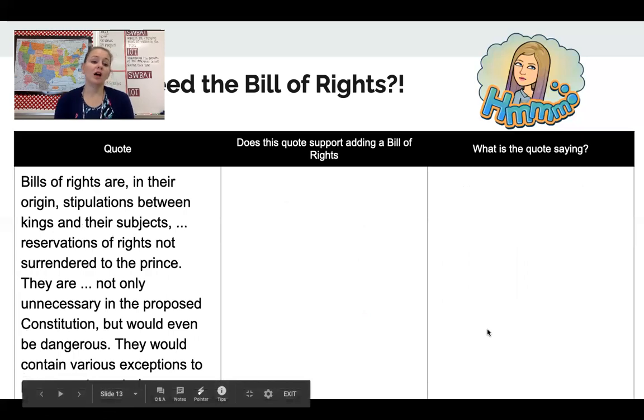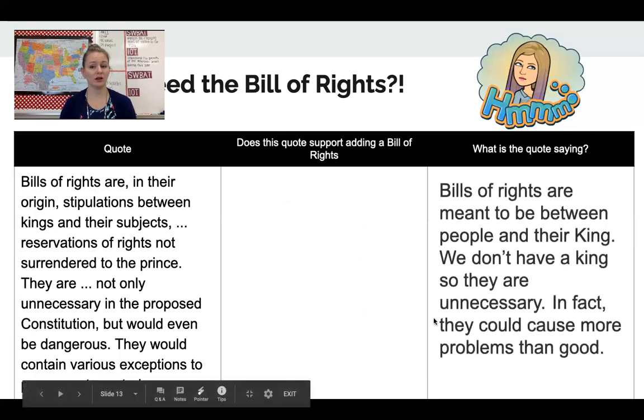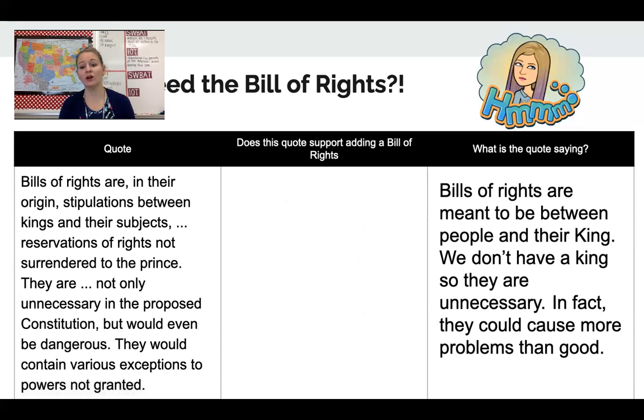Next one. Bills of rights are, in their origin, stipulations between kings and their subjects, reservations of rights not surrendered to the prince. They are not only unnecessary in the proposed constitution, but would even be dangerous. They would contain various exceptions to powers not granted. Here's what this quote is saying. The Bill of Rights, when people have them, are meant to be between the people and the king, but we don't have a king. So therefore, they're completely unnecessary. In fact, having them can cause more problems than good, can cause conflict.